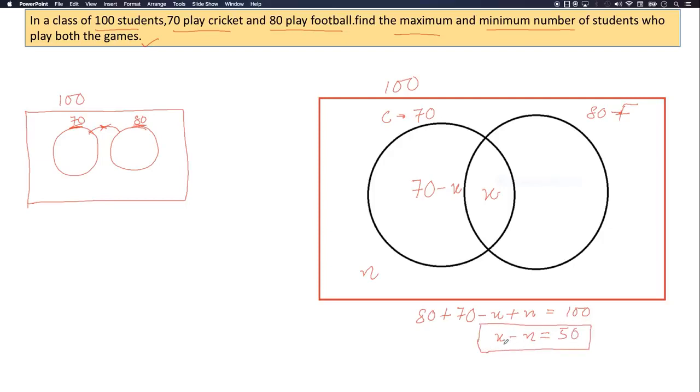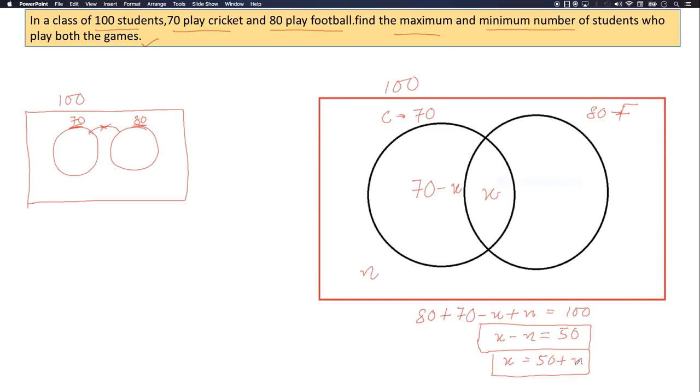Now if we need to find the minimum value of x and the maximum value of x, then to find the minimum value of x, n would be 0. Why? We can write this equation as x equals 50 plus n. So what is the minimum value of x then? The minimum value of x would be 50, when n equals 0.